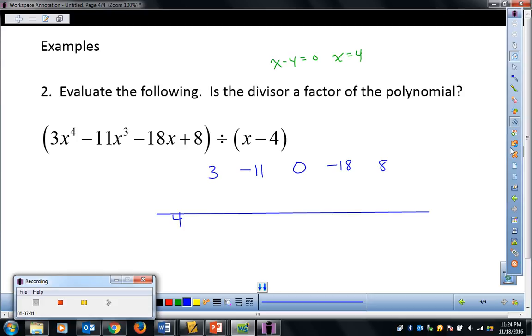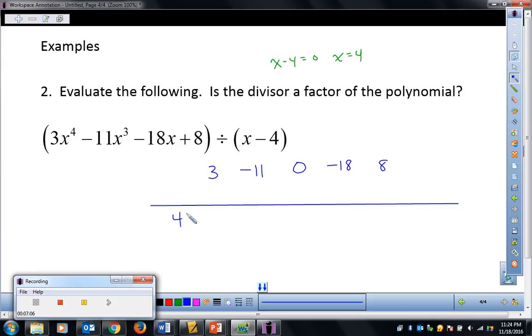Draw a line. Let's try that again. There we go, a little better. Now we'll start by bringing down the first term. And again, here we go: multiplying below the line, adding above the line. 4 times 3 is 12. Negative 11 and 12 is 1. 4 times 1 is 4. Add above, 4 and 0 is 4. 4 times 4 is 16. I get a negative 2. 4 times negative 2 is negative 8. I add above. That's my last term, that's my remainder. So my remainder is 0.